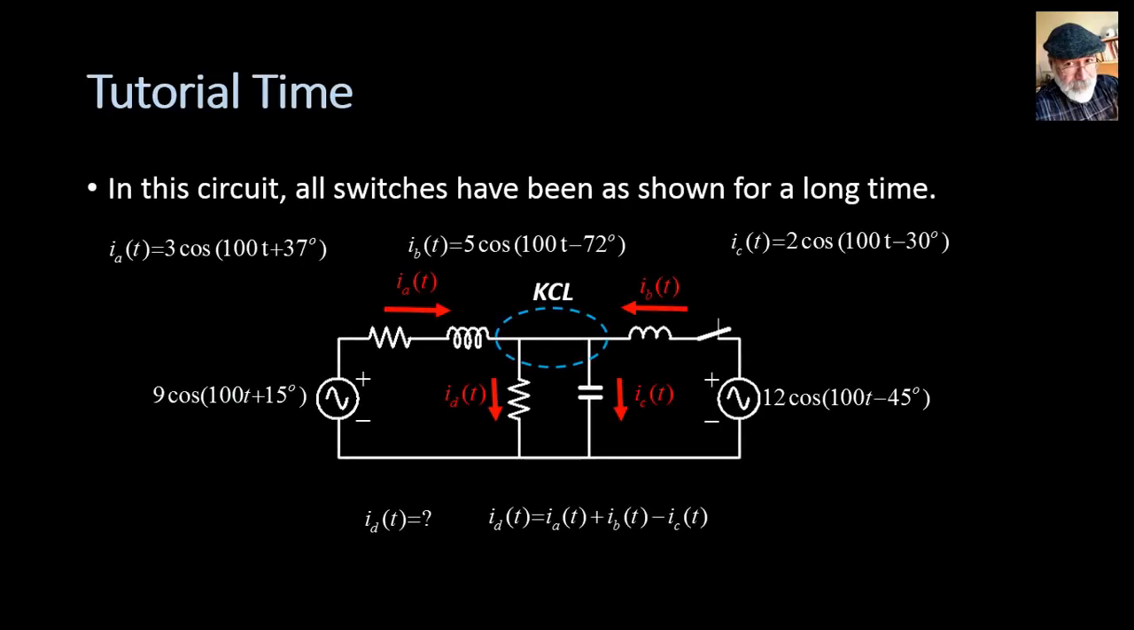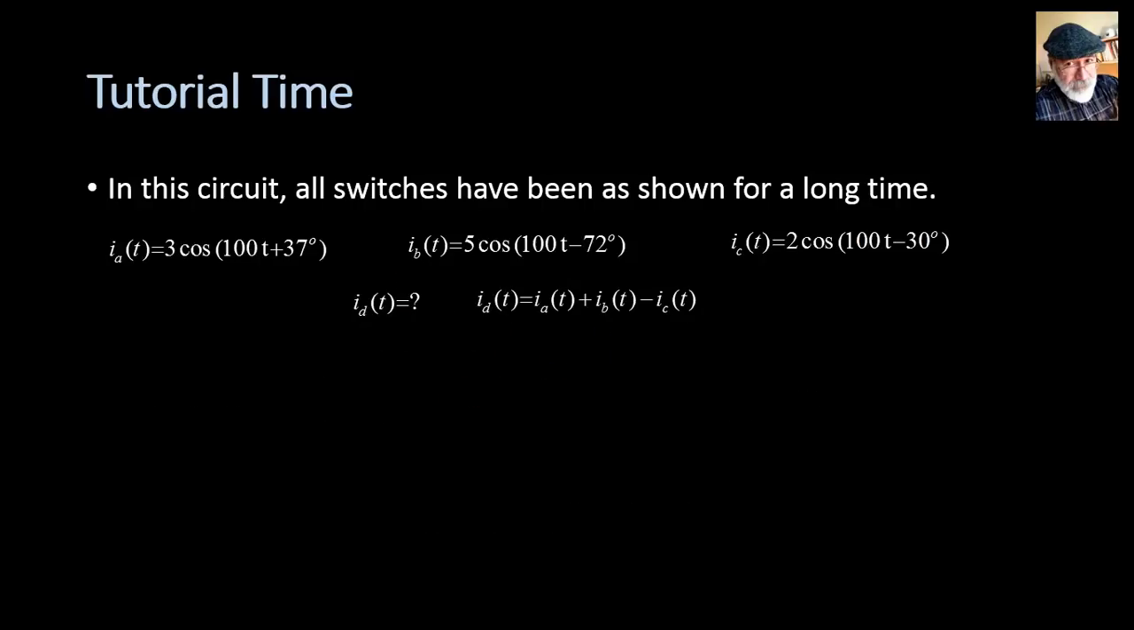Tutorial time. Let's go back to the same circuit we had before. We were given three sinusoidal currents, we were given an equation, and we need to find the fourth current. Let's do that with phasors. First, let me represent the three currents IA, IB, and IC with phasors. The first one, peak value 3, phase 37. This is the phasor that represents that current.